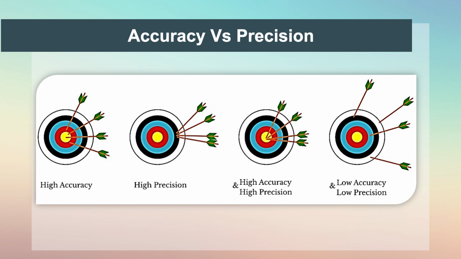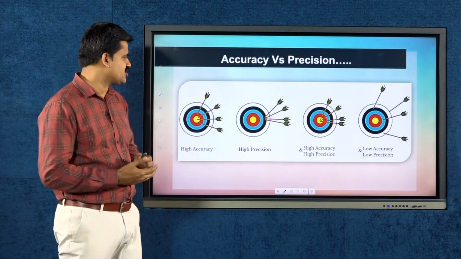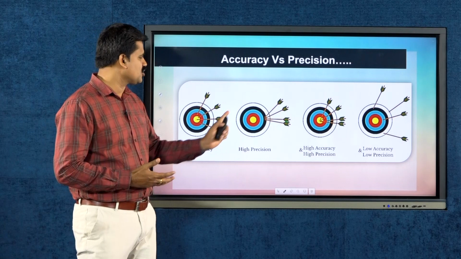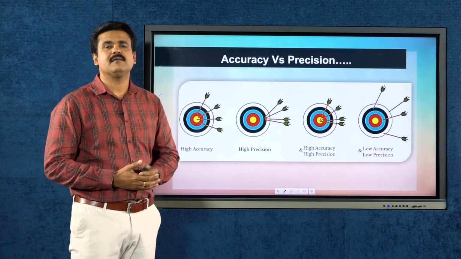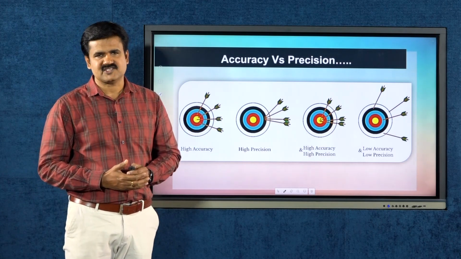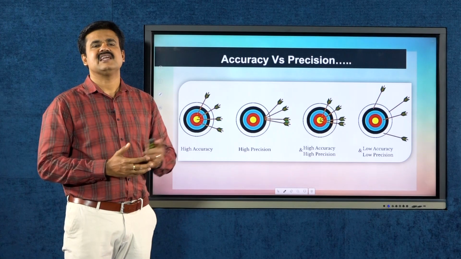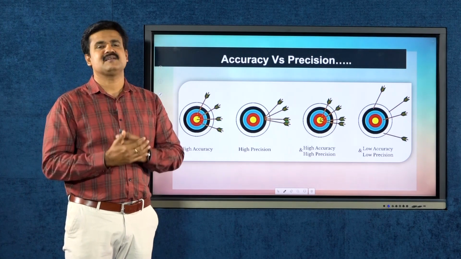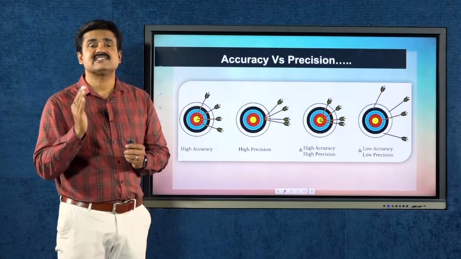Now, this is a pictorial illustration of the 4 situations we have discussed so far. The first case represents high accuracy and high precision. The second situation shows high precision. The last part is high accuracy, high precision, and the final part is low accuracy and low precision. The 4 situations we have discussed so far are consolidated in the form of a diagram here. This is about the comparison between the concept of accuracy and precision, that is, accuracy against precision.